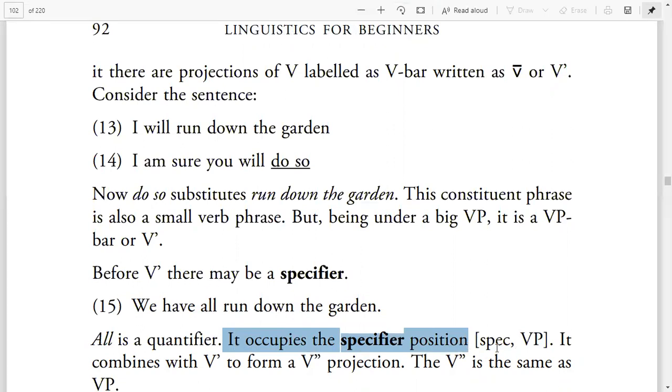So you can say that specifier and next is verb phrase. So this all is the specifier and you write it like this, specifier comma verb phrase. This is the mathematical structure you use for this: specifier and verb phrase. It combines with V bar to form a V projection, that is, a verb phrase projection.